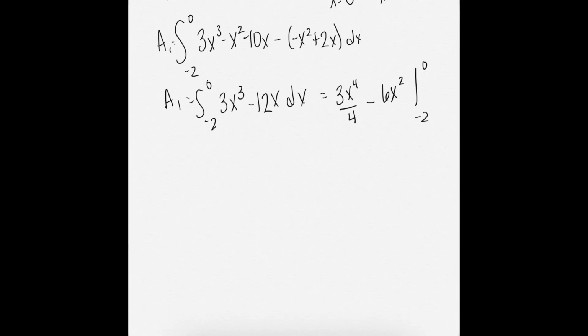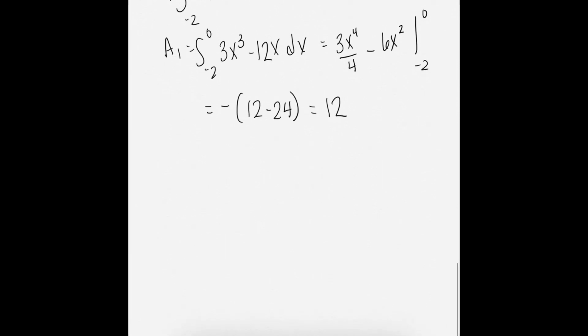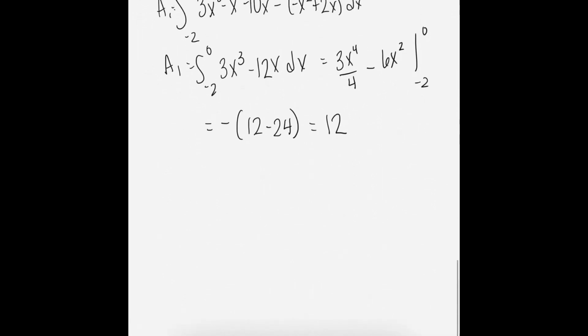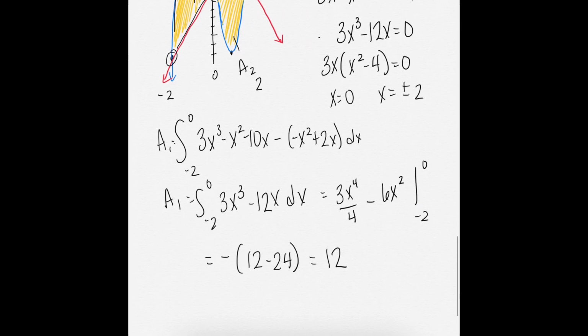Then we're going to plug in. I'm going to plug in 0 and -2, and I've already done it, kind of cheated here. This is what I get for the very first one. That will give me positive 12. Pause the video and see if you need to go back and work it out. Go for it. So that's the area of the first one.